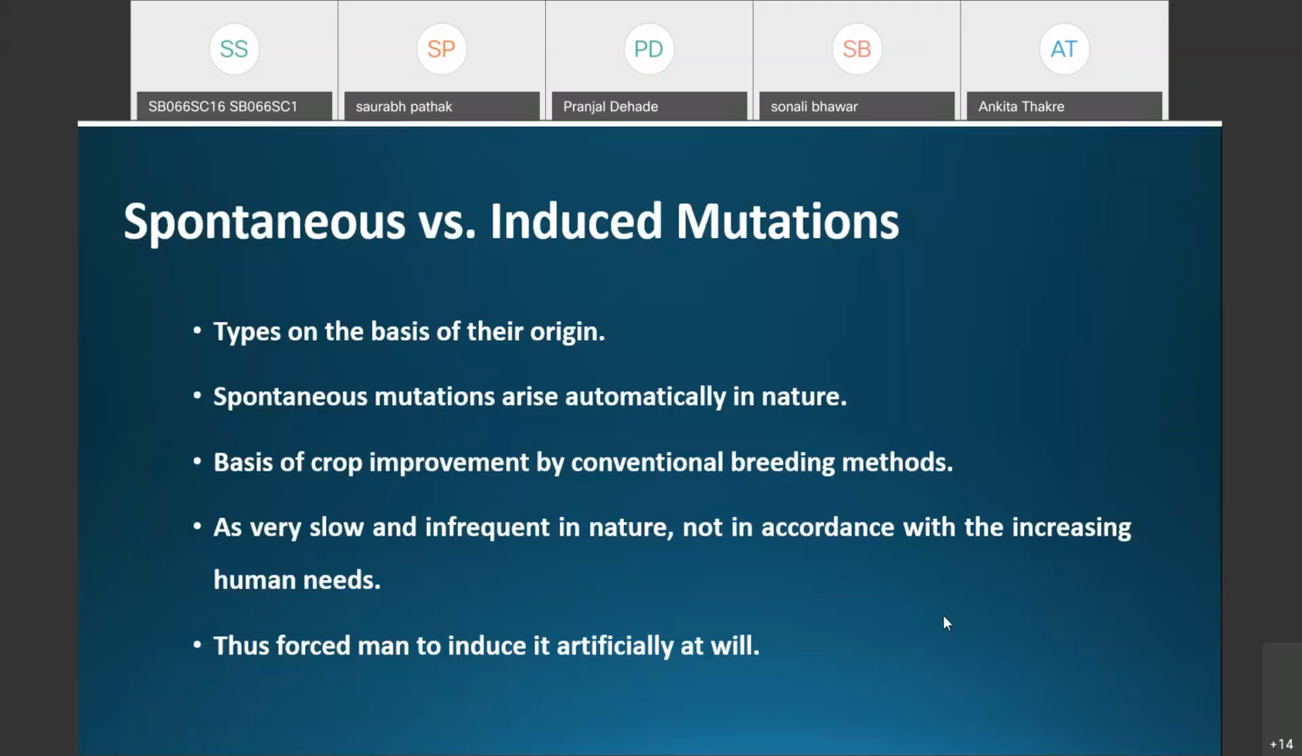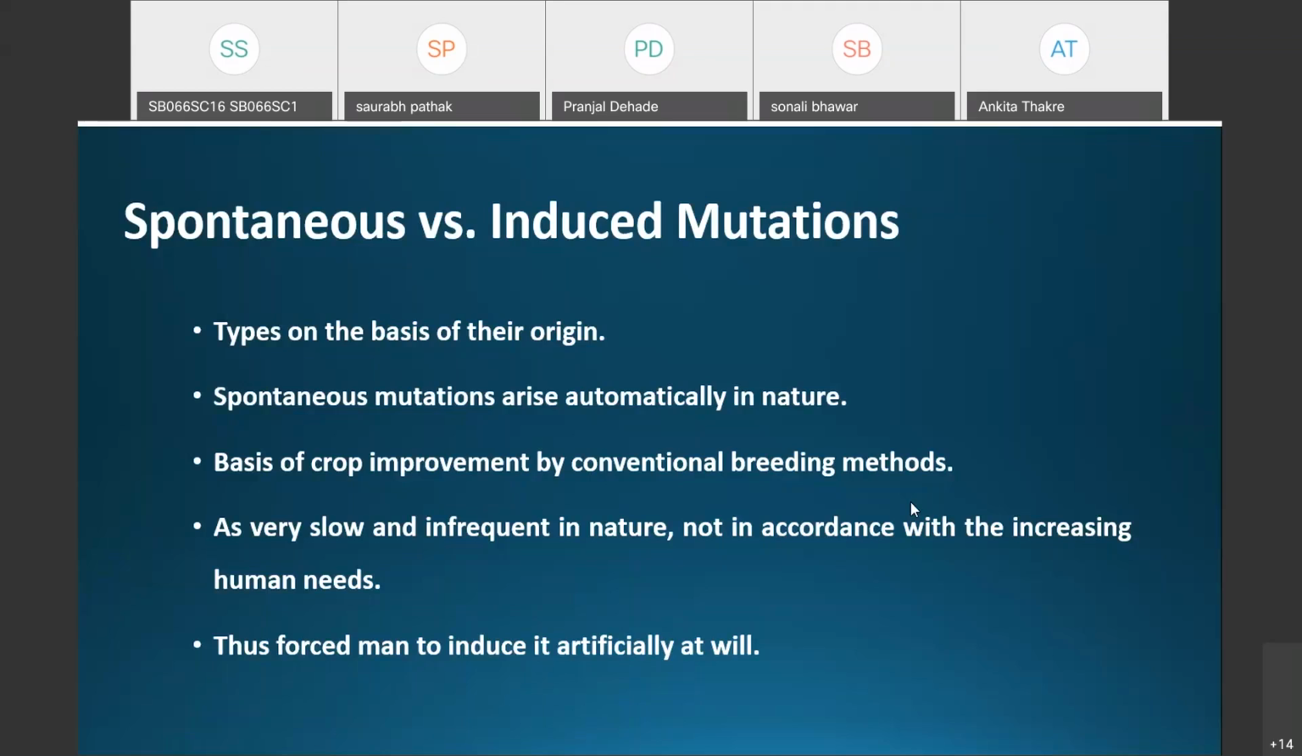But spontaneous mutations are very slow and infrequent in nature, and that's why they are not sufficient to speed up the improvement of plants in accordance with the increasing human needs. As they are very slow and infrequent, they are not sufficient to speed up the improvement of crops in accordance with the increasing human needs.